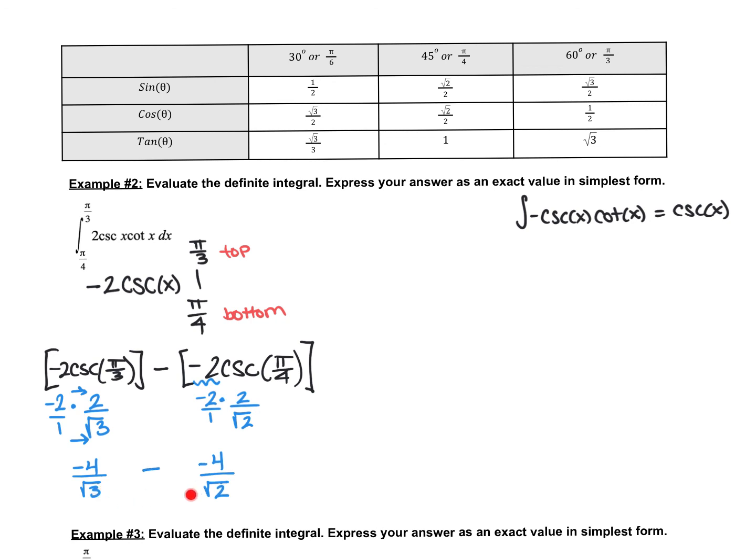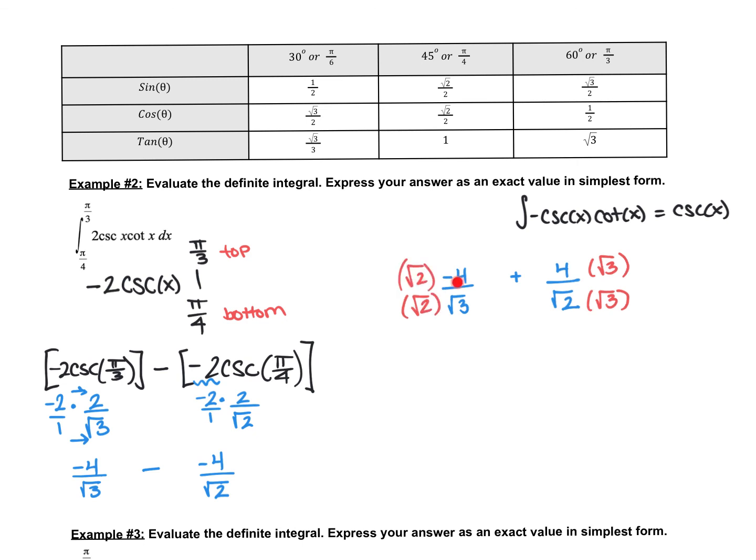So obviously we could put this in our calculator and get a decimal, but I'm asking for an exact value. So we're going to have to simplify this, which is what we have. So we've got negative 4 over radical 3 minus a negative 4 over radical 2. So I'm just going to make it plus 4 over radical 2. And we know that we need to make a common denominator, right? We can't add them unless the denominators are the same. So I'm going to multiply this top and bottom by radical 3. And I'm going to multiply this top and bottom by radical 2.